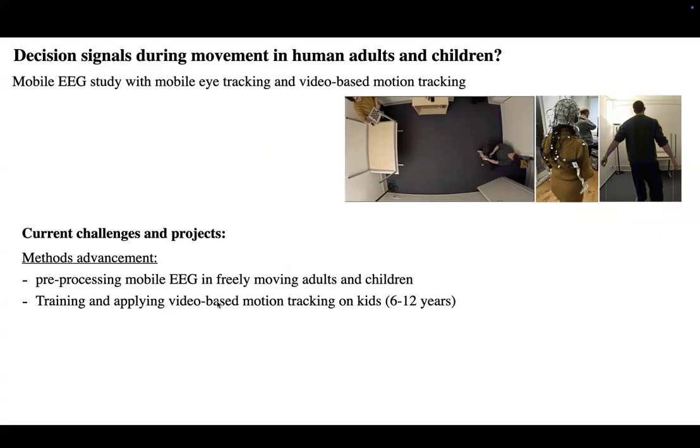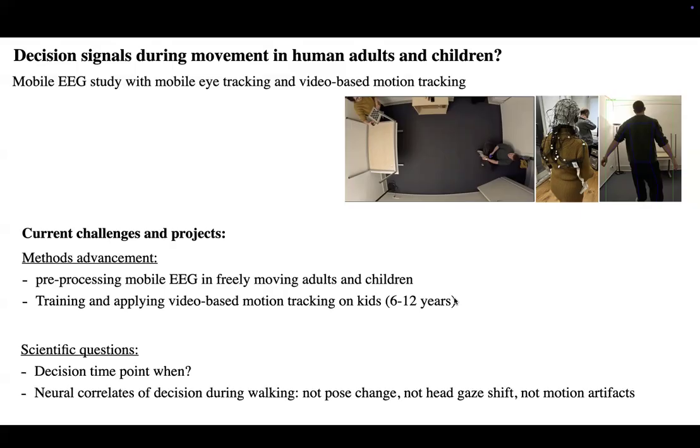And to also train and apply video-based motion tracking on kids from 6 to 12, because the model I've been showing you is like many other models out there trained on human adults. So it predicts very well when it's adults. But when you go smaller, it does not necessarily scale. And it does especially not scale to all types of movements that the kids have. So very rapid movements sometimes, very fast movements. And we need to train a model and adapt to that.